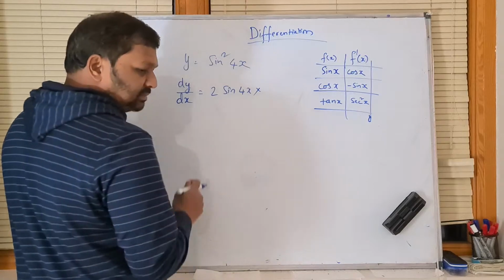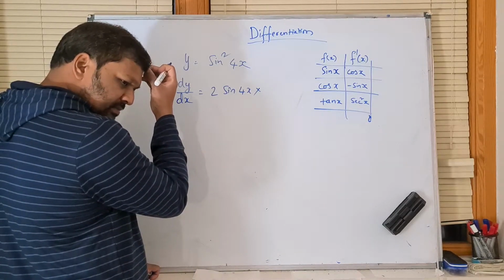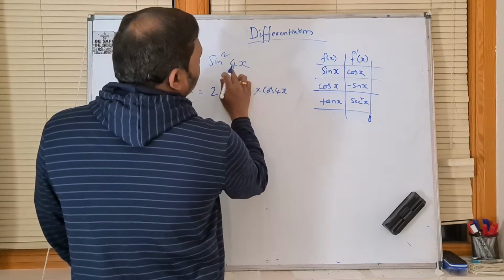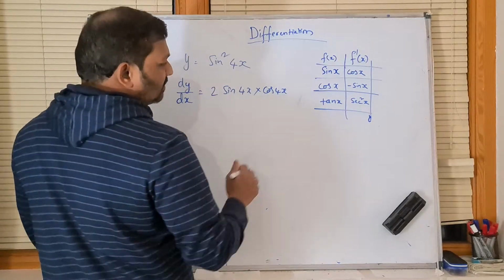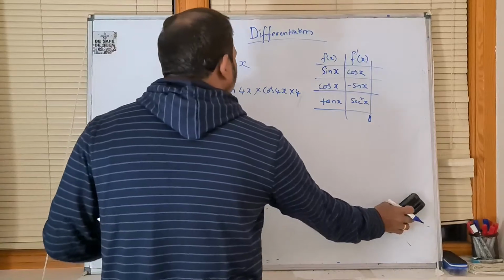And then the differentiation of sin 4x is cos 4x. And then the differentiation of 4x, which is 4. Very good. Okay, simplify it.